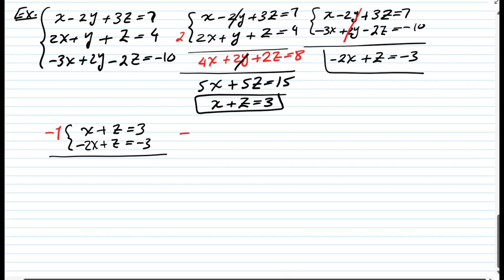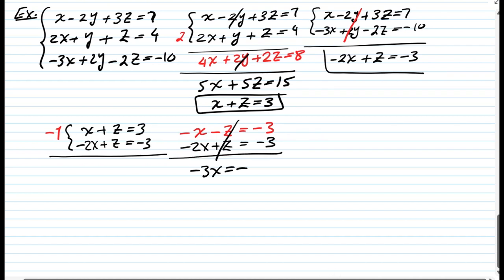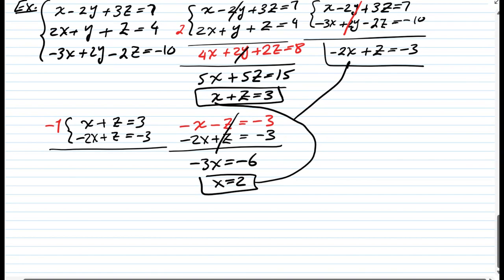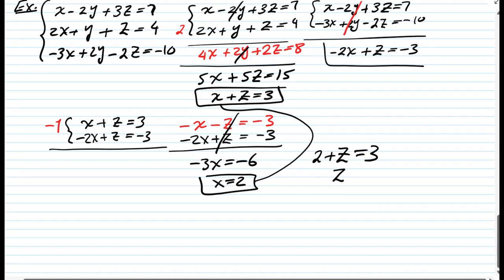Multiply by negative 1 makes the first equation negative x negative z equal negative 3, and the second equation is negative 2x plus z equal negative 3, and then add, becomes negative 3x equal negative 6, so x must be 2. And once I have a value for x, I can back substitute in here or in here, either one. I'm going to go in the one directly above. That says x plus z equals 3, so z must be 1.